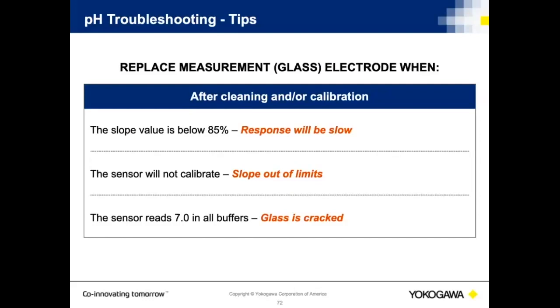The slope is out of limits. The sensor reads 7 pH in all buffers. The probe is probably cracked.